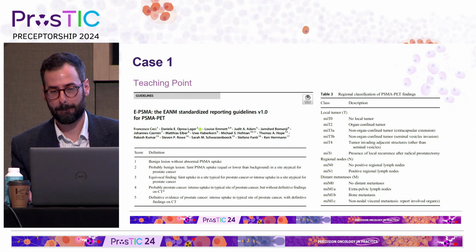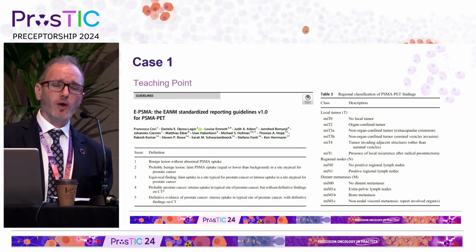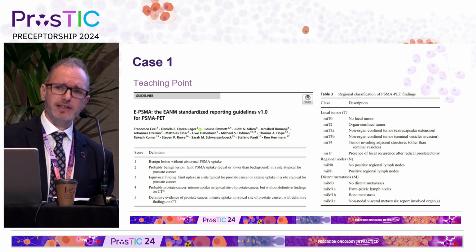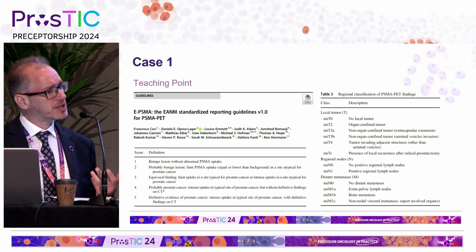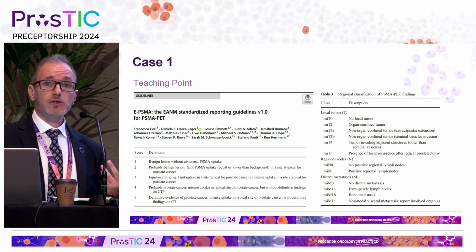So I think a teaching point from this case is when you see faint uptake in bone, it's not always metastatic disease. If your SUV is 20 in bone, you're done and dusted. It's prostate cancer metastases. But when you see this faint uptake that you really need to wind up to see, just think twice. One, could it be benign? Two, could it be something else?